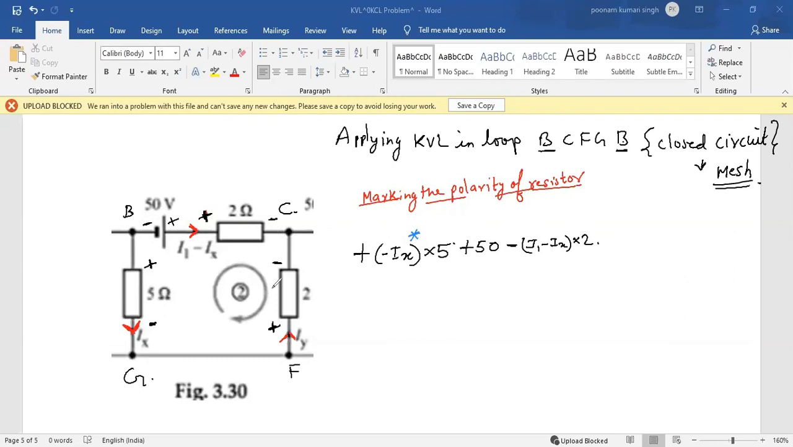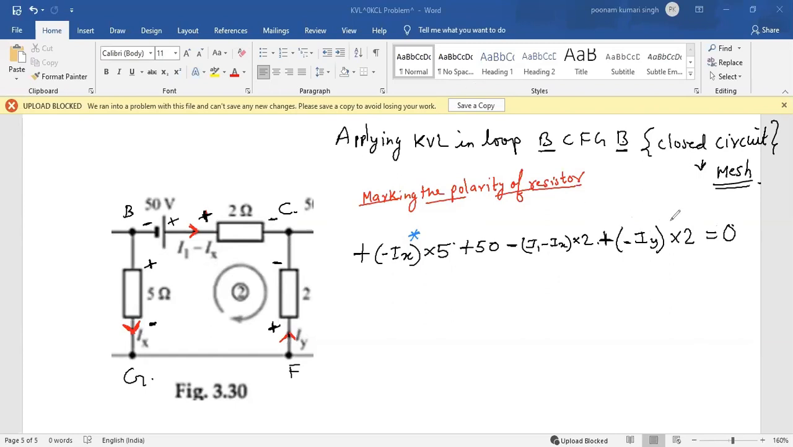Again, when I come to this part, it is going from minus to plus, that means lower to higher potential, or rise in potential. Rise in potential is always associated with a plus sign. What is the value of my IR? I here is IY, but you have assumed the direction clockwise, so it should come downwards. But here IY is going upwards. So instead of IY, you will take minus IY here multiplied by 2, equal to 0.